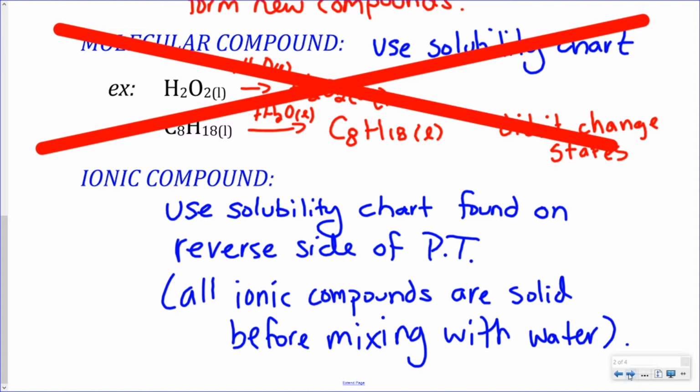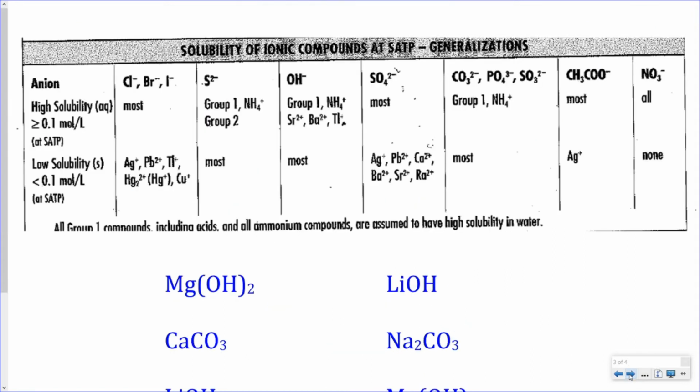So if you have your periodic table, flip it over. If you don't, this is the table and you can just print it off. This is directly from the reverse side of your periodic table. The way that we use this is we find whatever ionic compound we're talking about on this table, and it's going to tell us whether it has high solubility, which means it dissolves quite a bit in water, and we would write its state as aqueous, or whether it has low solubility. So basically it dissolves very minimally in water, so it will just remain solid.